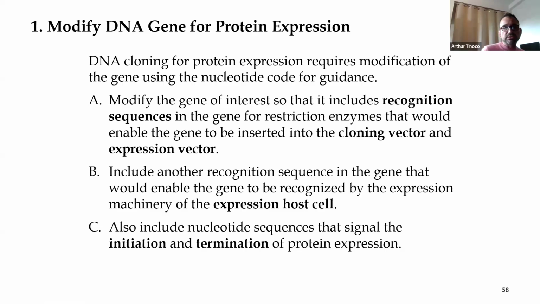help facilitate this process. In the gene, include recognition sequences for restriction enzymes that would enable the gene to be inserted into a cloning vector and expression vector. That's a critical thing. Also include another recognition sequence in the gene that will enable the gene to be recognized by the expression machinery of the expression host cell. So that's another sequence that must be included. Also include nucleotide sequences that signal the initiation and termination of protein expression.